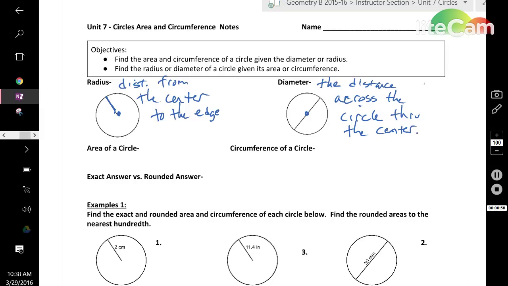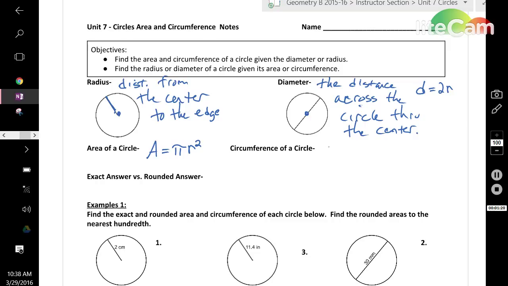The diameter is twice as long as the radius. So 2 radii fit into a diameter. So if you're given the diameter, you can find the radius and vice versa. To find the area of a circle, the formula is A equals pi r squared. So you take pi and multiply by the radius squared, and you get your area of the circle.